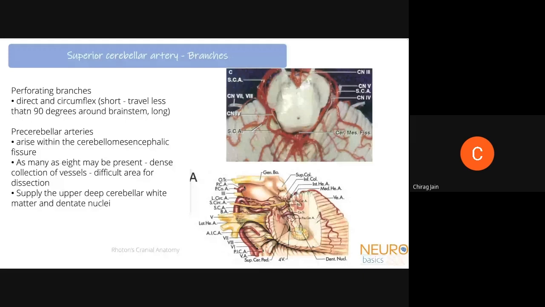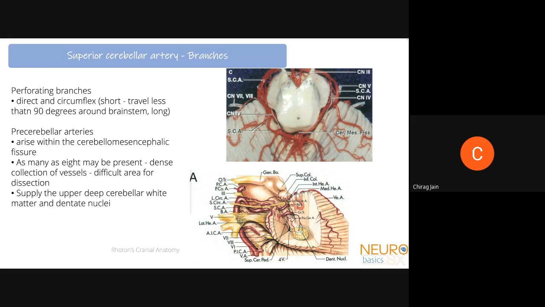Following its course, after it enters the cerebellomesencephalic fissure over here, it is going to give rise to precerebellar arteries. These precerebellar arteries are a dense collection of arteries which runs in the cerebellomesencephalic fissure. As many as 8 can be present, and it is very dense. So this is a very difficult area to dissect because of this reason, apart from the veins which will also be present here. These arteries are going to predominantly supply the cerebellar deep white matter and also supply the dentate nuclei. So very important structures for cerebellar activity.